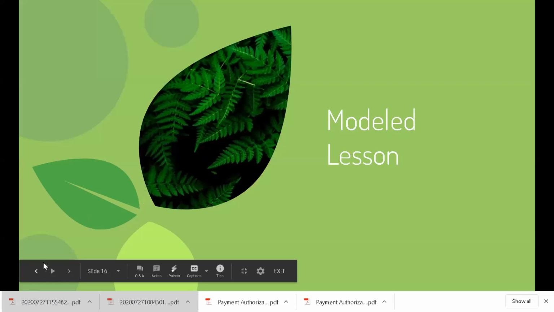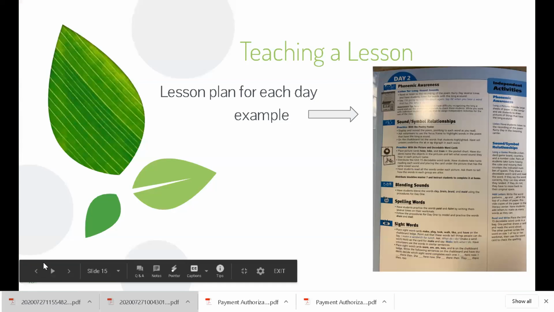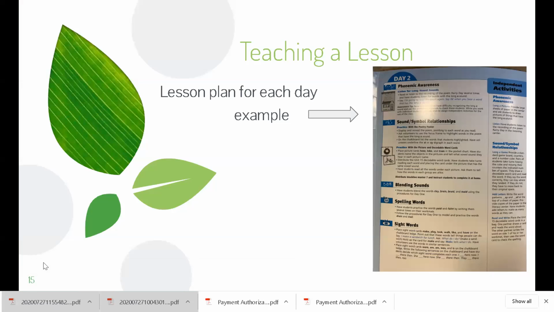Let's see. I think I got a little bit ahead there on that. So does everybody have one of these cards? So what I want you to do, and then there's also something important. It's called a decodable book. And there's a book that comes with each one of these. And they look like this. And there's usually 4 to 6 in a set.